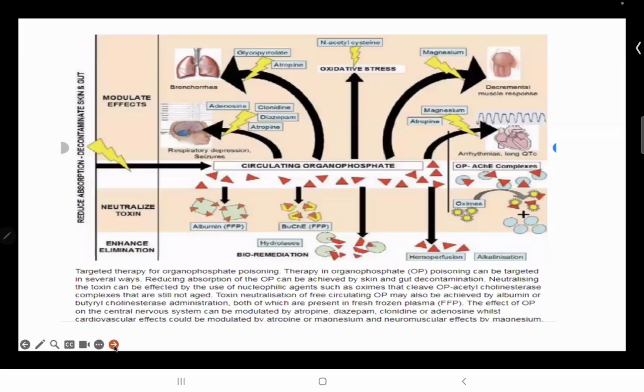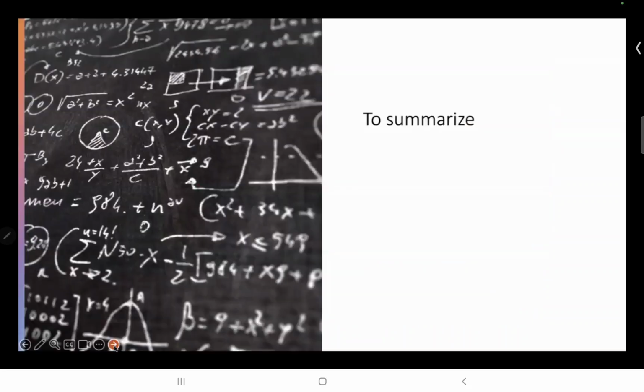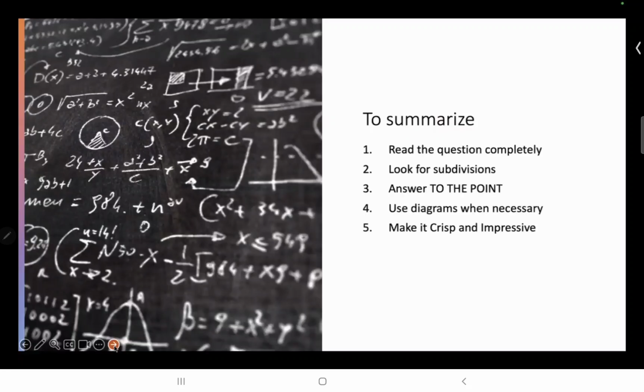Now, to summarize, I'm just giving you one example about OP poisoning. It's not that it would always be the same question or the same type of structure template would be there. But yes, if you can develop a structure template for each question, nobody is going to get away with those 3-4 marks that you are missing after writing so extensively on your day of examination. To summarize, read the question completely, look for the subdivisions, don't be in haste.